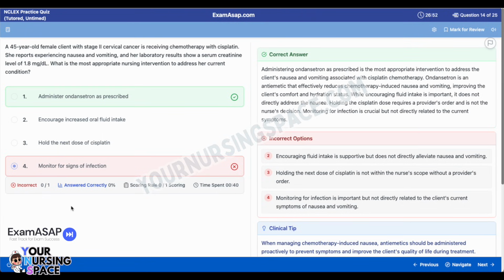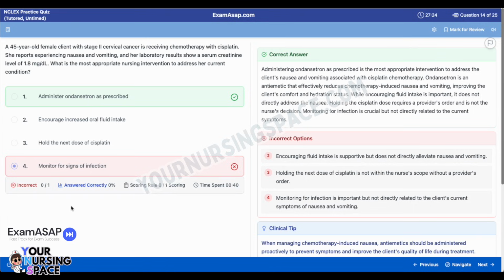The correct answer is A. Rationale. Correct answer, A. Administering ondansetron as prescribed is the most appropriate intervention to address the client's nausea and vomiting associated with cisplatin chemotherapy. Ondansetron is an antiemetic that effectively reduces chemotherapy-induced nausea and vomiting, improving the client's comfort and hydration status. While encouraging fluid intake is important, it does not directly address the nausea.